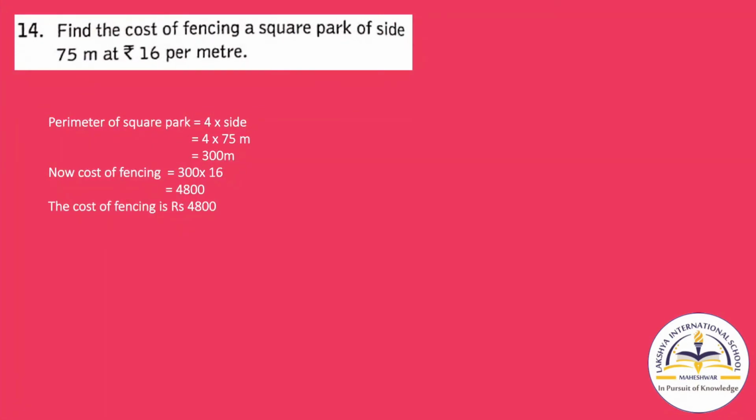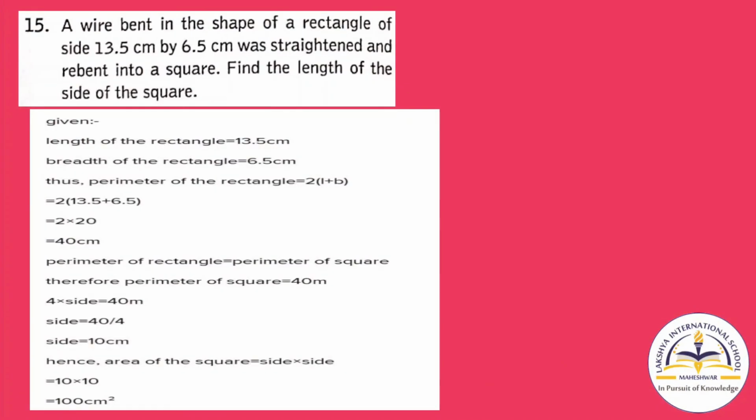Now question number 14. Find the cost of fencing a square park of side 75 meter at rupees 16 per meter. So for the square we will apply the formula of perimeter of a square, it means 4 into side. So 4 into 75 meter, it means 300 meter. Now the cost of fencing is 16 per meter, it means 300 into 16, it means 4800 will be the cost of fencing. Now question number 15 you have to solve in the same manner.